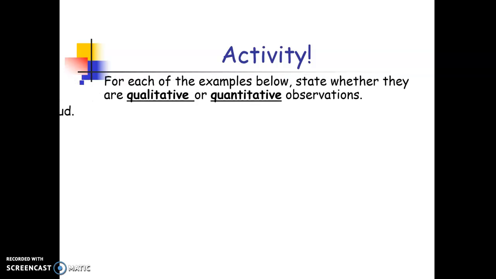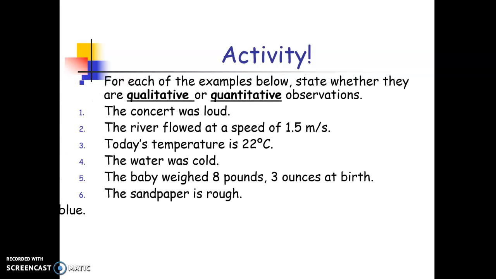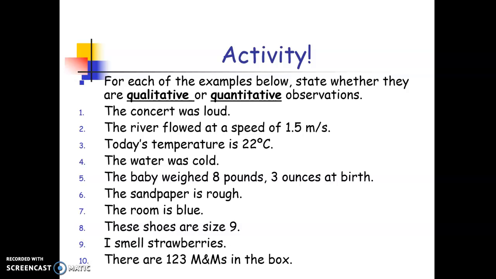Okay, so what we're going to do here is I'm going to have a bunch of examples. There are 10 examples, actually. I'll post them here. Pause the video, and what I'd like you to do is consider whether each observation should be classified as a qualitative observation or as a quantitative observation. So pause the video and give this a try.